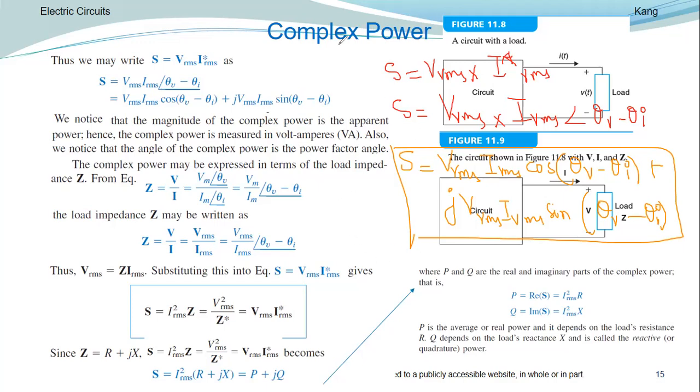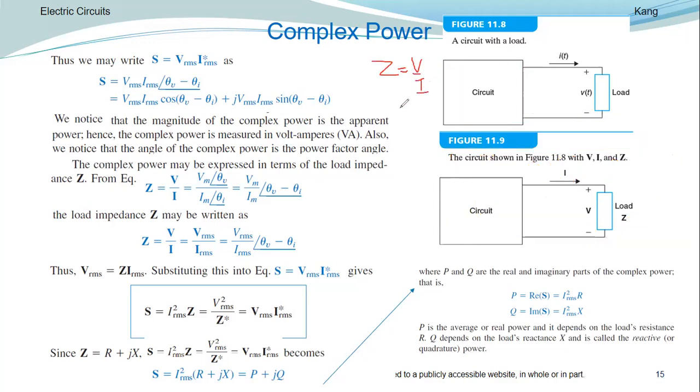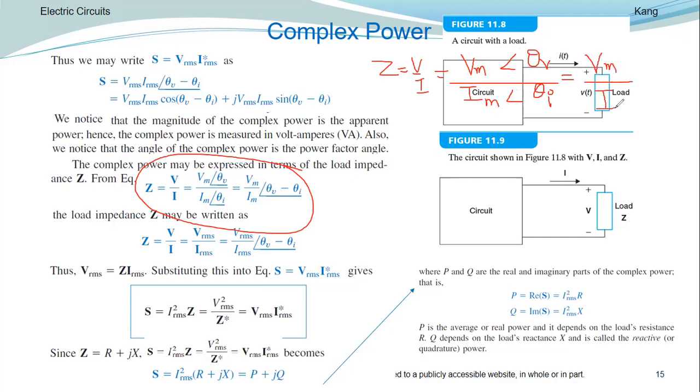So Z will be equal to V upon I, which will be this one. As I defined that V equals Vm with the angle theta V divided by Im with the angle theta I. So I can write that it will be Vm divided by Im with the angle theta V minus theta I.